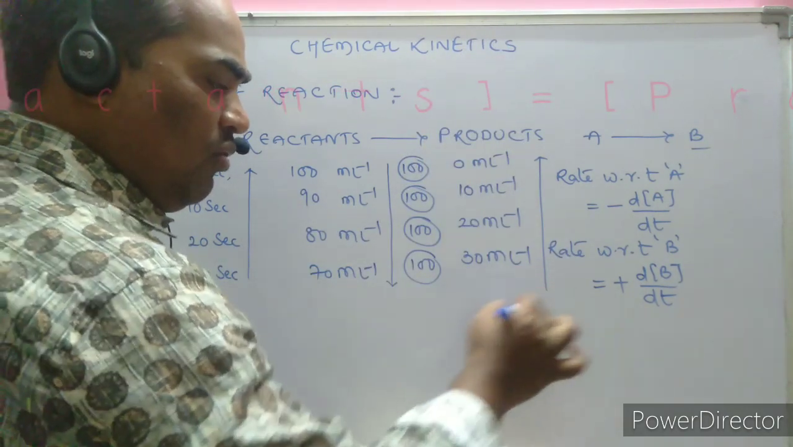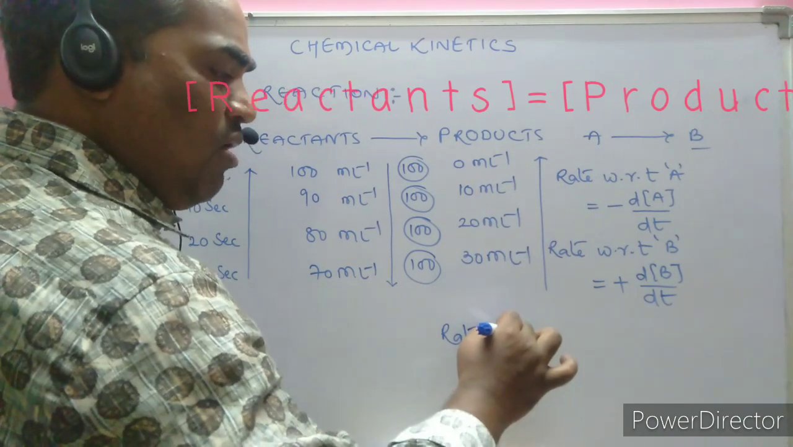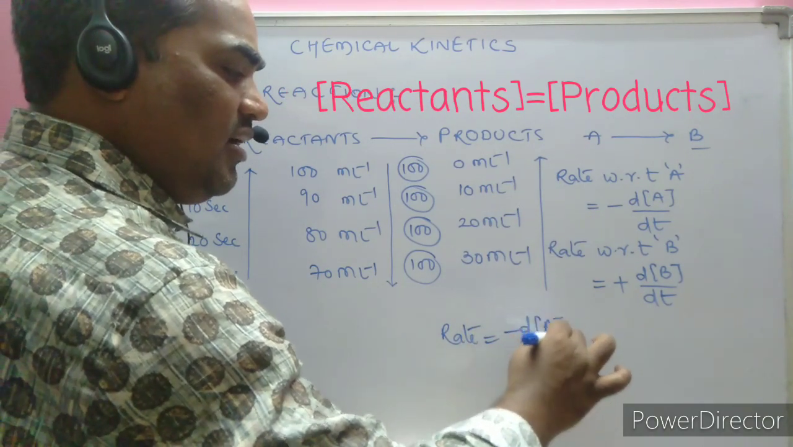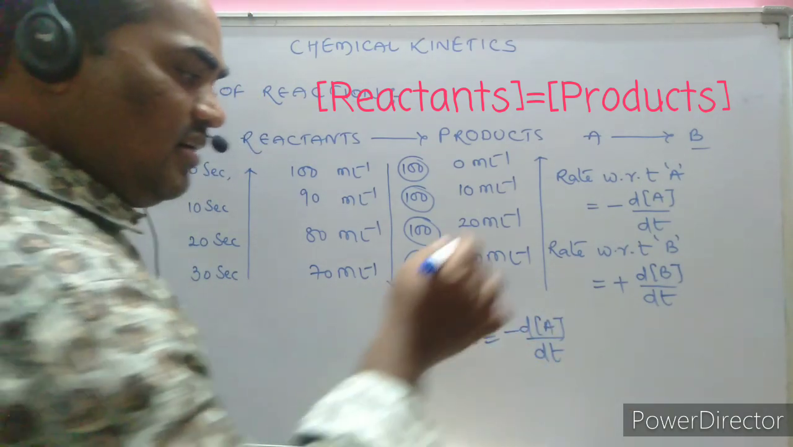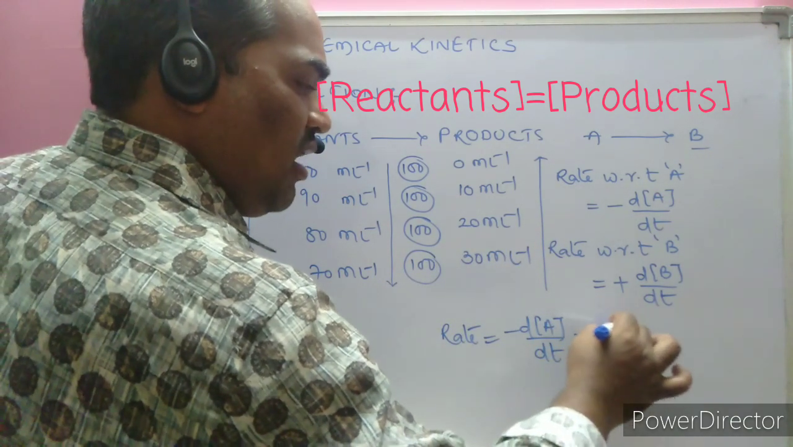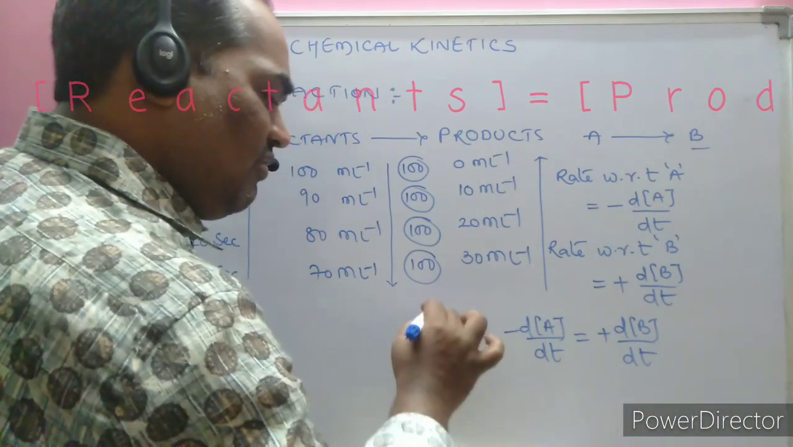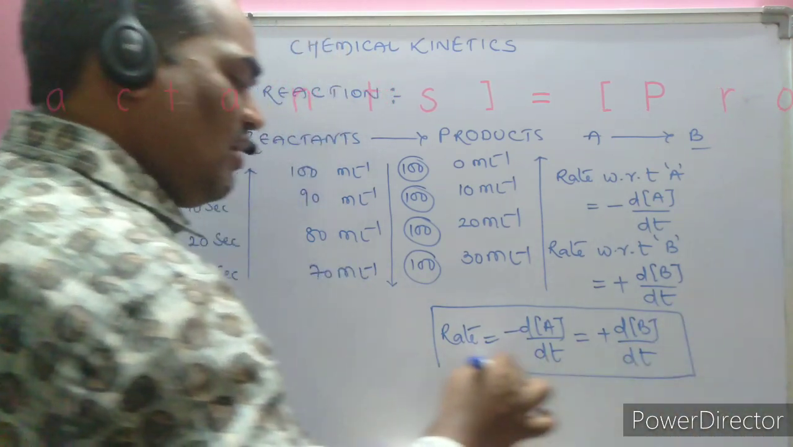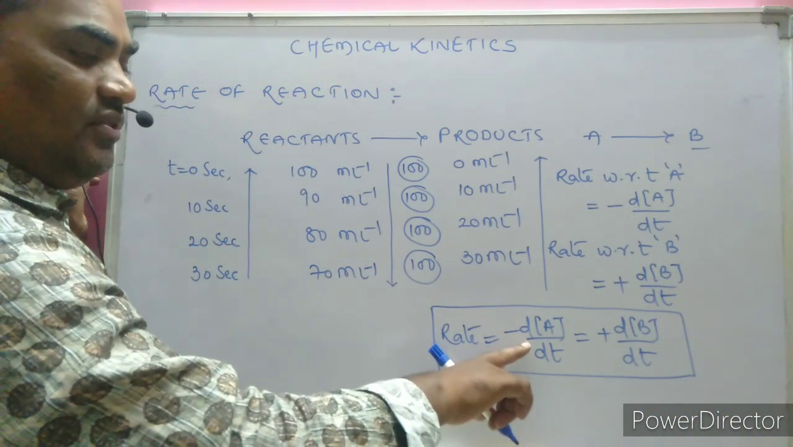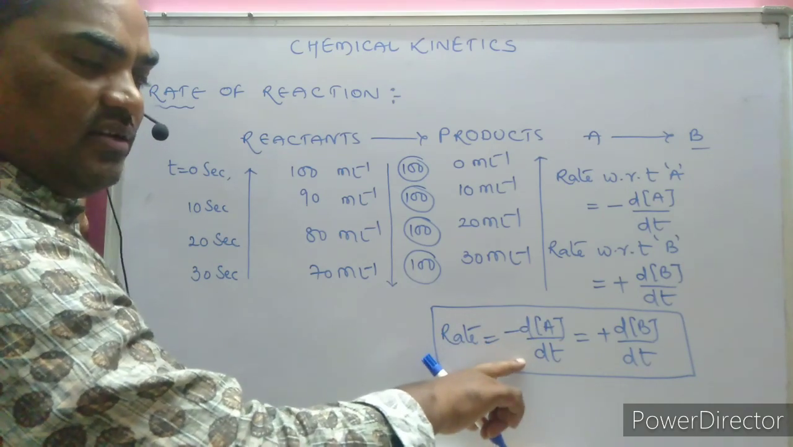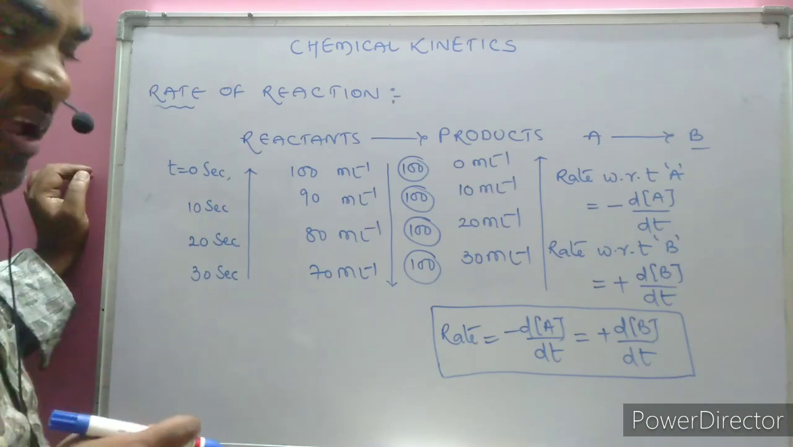That's why the overall rate of this reaction is equal to minus dA by dt, the small decrease in the concentration of the reactant, which is equal to plus dB by dt, the small increase in the concentration of the product. Very important one. At any instant during the progress of a chemical reaction, the decrease in the concentration of the reactant or increase in the concentration of the product is called the rate of a reaction.